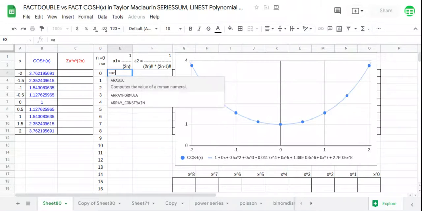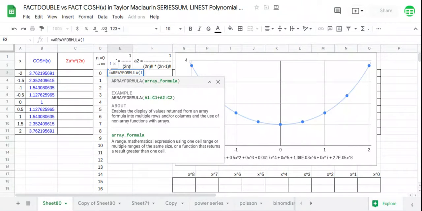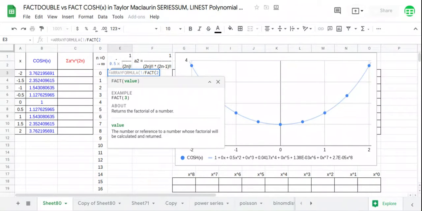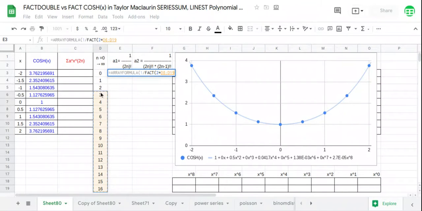So array formula: 1 over factorial 2 times n. And enter.